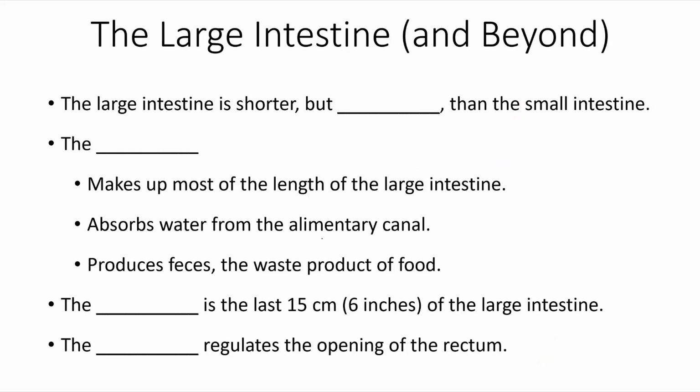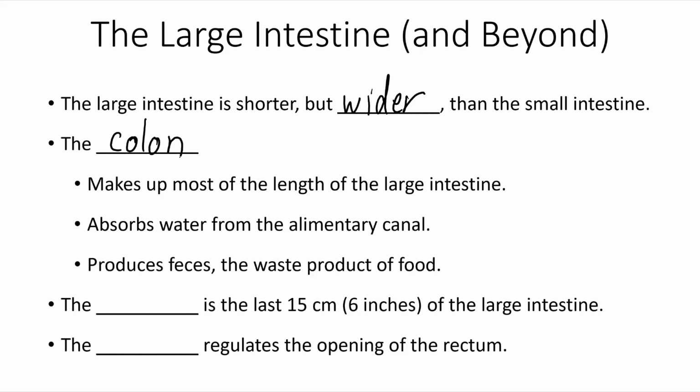The last structure in our tour of the human digestive system is the large intestine. The large intestine is shorter, but wider than the small intestine, and it is made up of three structures. The colon, which makes up most of the length of the large intestine. One of the main jobs of the colon is to absorb water from the alimentary canal, and this solidifies the waste material into feces, which can be expelled from the body.